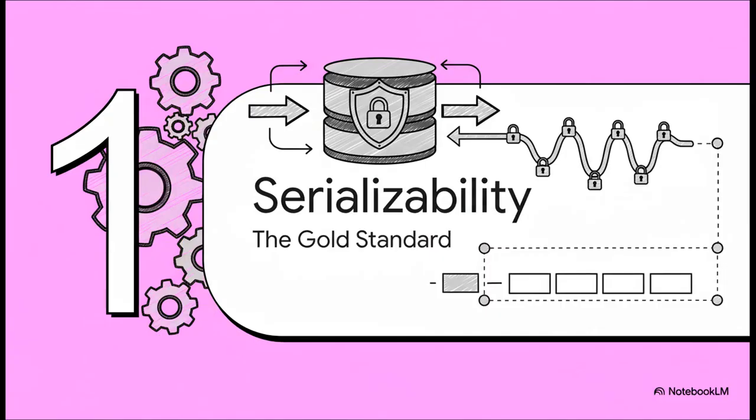So, how do we actually guarantee that our data stays consistent? The answer is this really powerful idea called serialization. You should think of it as the absolute gold standard for database safety. It's the one rule that ensures a database always stays correct and predictable.